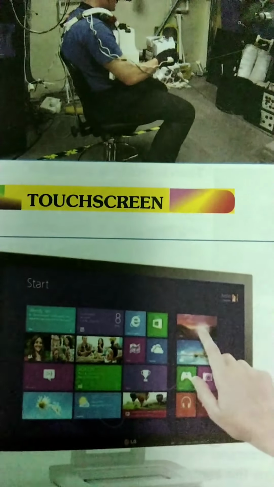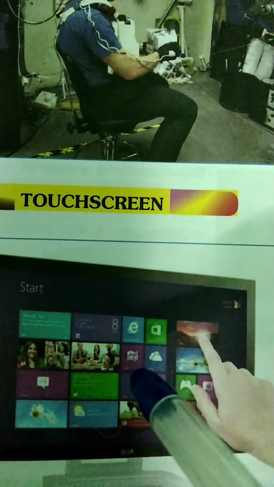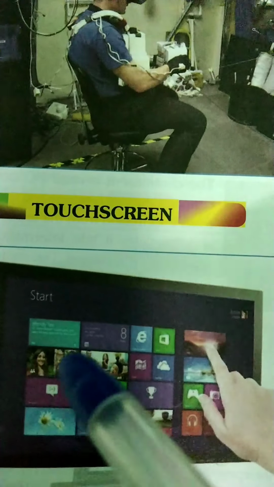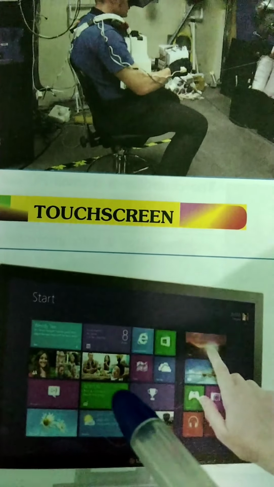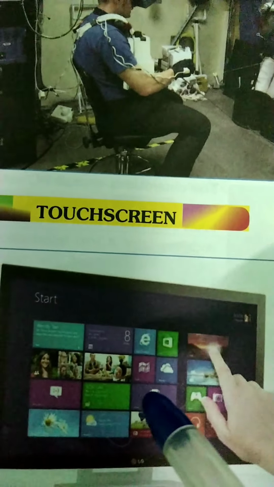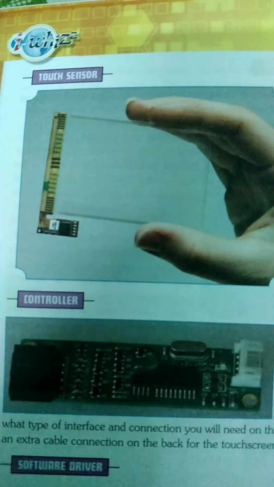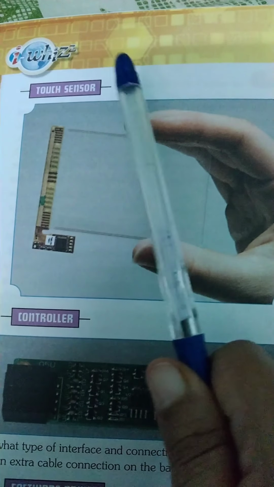Here the typical touch input system is made up of 3 things. There is the sensor, the controller and the software driver. The next topic is the touch sensor.